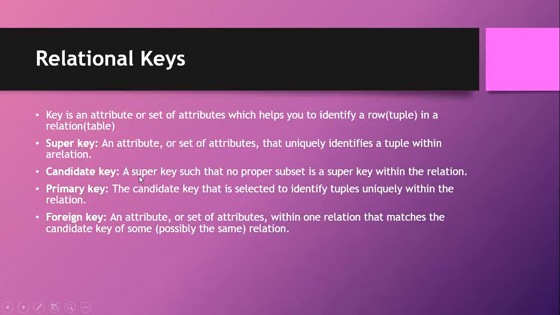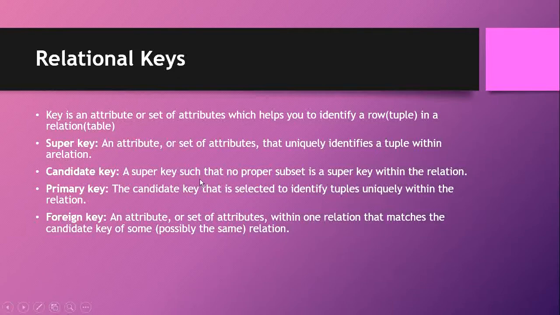Next we have a candidate key. A candidate key is a super key such that no proper subset is a super key within a relation. So a candidate key must uniquely identify the tuple, and no proper subset of the candidate key has the uniqueness property. We derive a candidate key from a super key. So a candidate key can be a subset of a super key. All the candidate keys are actually super keys, while not all the super keys can be candidate keys.